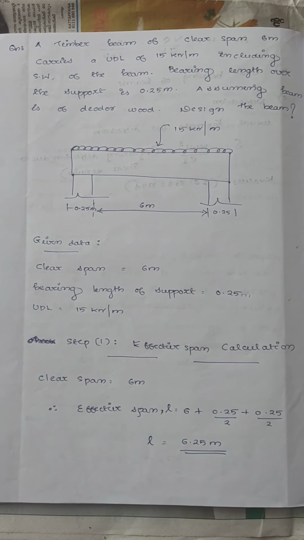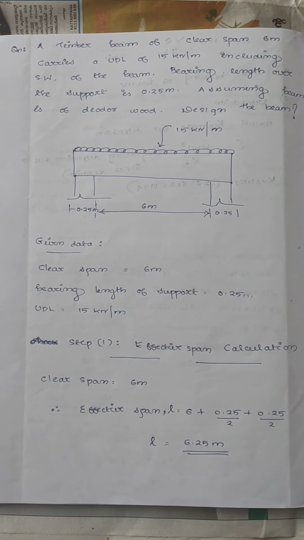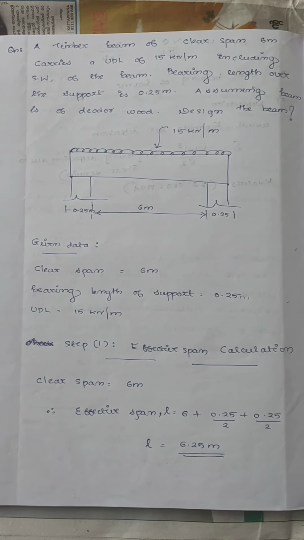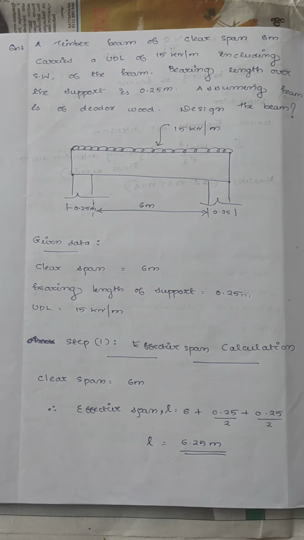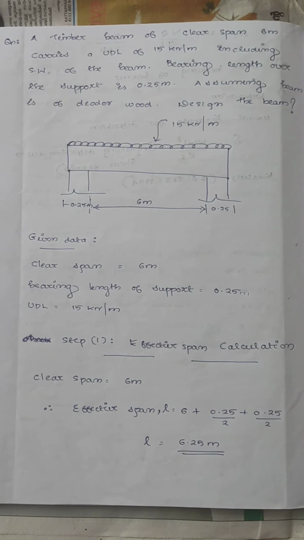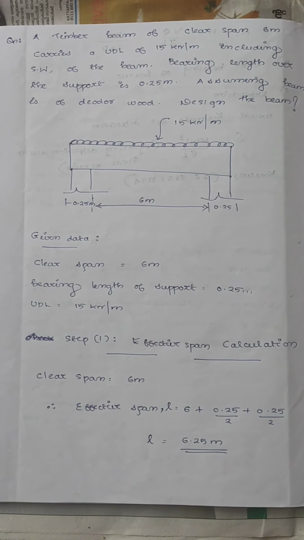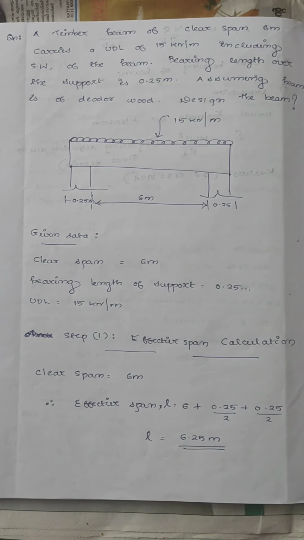15 kilonewton per meter including the self weight of the beam. Then the bearing length over the support is 0.25 meter. Assuming the beam is of deodar wood, design the beam. So here the given data are clear span is given as 6 meter, bearing length of support is given as 0.25 meter, then UDL is equal to 15 kilonewton per meter.